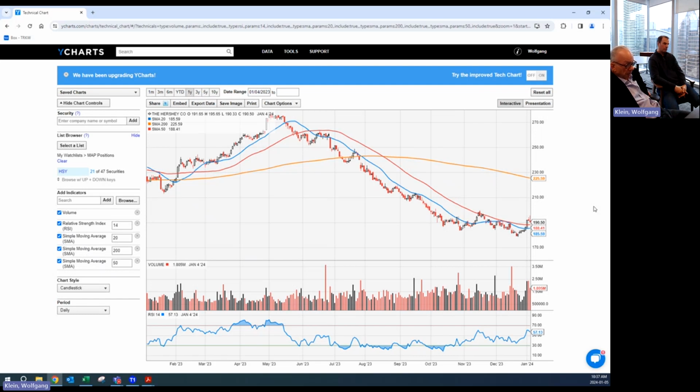High quality business. It's a consumer staple. Staples are back in favor. So I like to buy turns on an awful lot. So I like breakouts. I like turns.